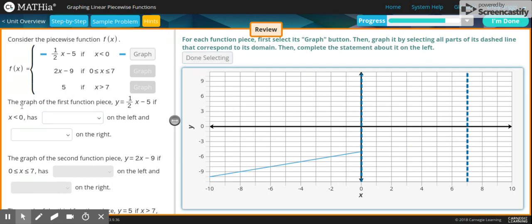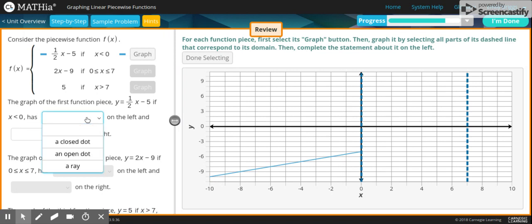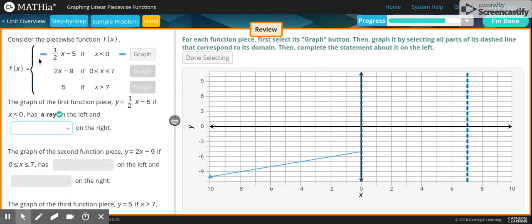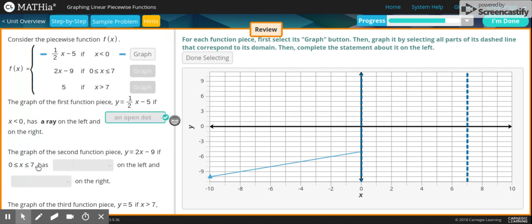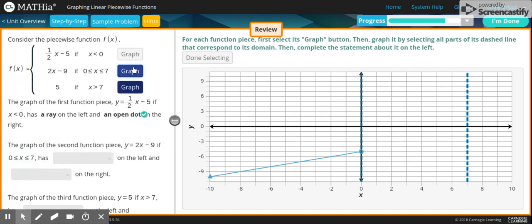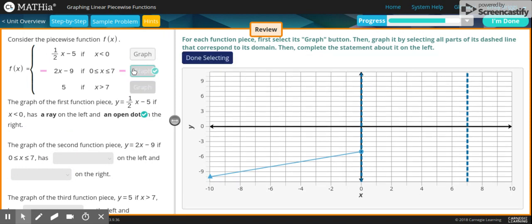After that, you go over here and graph the first function, y equals 1/2 x minus 5, if x is less than 0. On the left side, it has an arrow because there's no other symbol. And then on the right, it has an open dot because it doesn't have the line underneath it. And then you graph your next couple points.